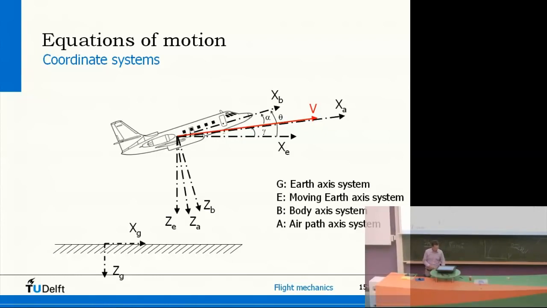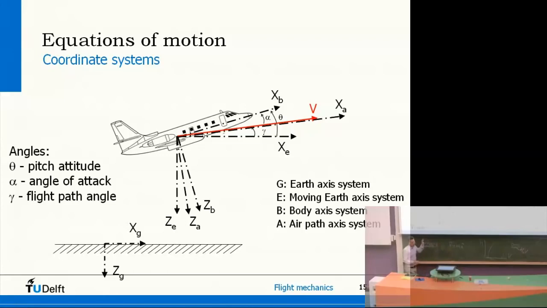Now, these angles: theta is called pitch attitude, alpha is called angle of attack, and gamma is the flight path angle. And these angles, at least theta and gamma, are called differently in the book Introduction to Flight. But all the other books use these notations, so that's why I'm using these as well. So that's to avoid confusion. Now we have all the relevant angles.